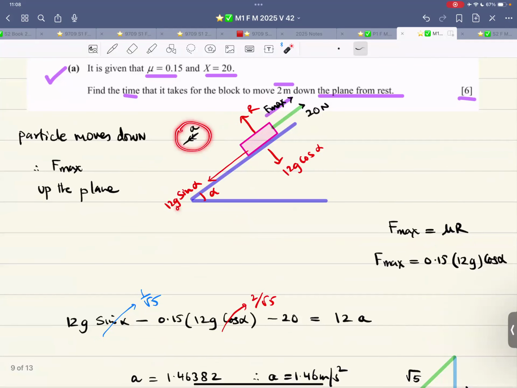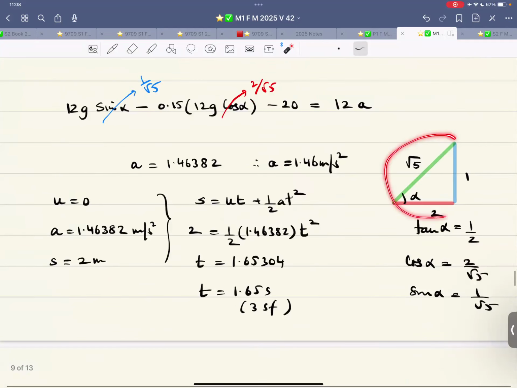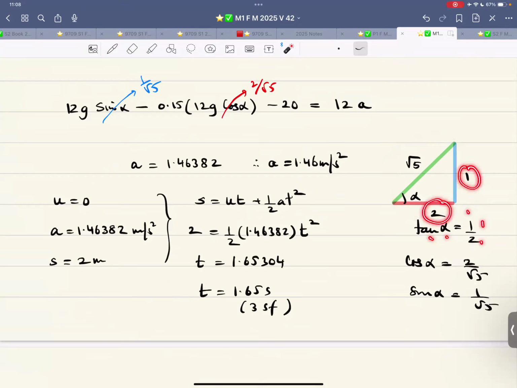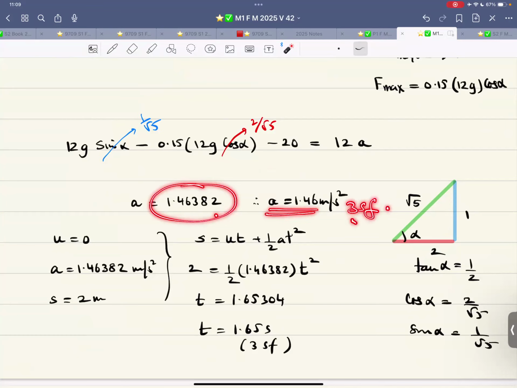It's moving down. That means this is overcoming these two forces. 12g sine alpha minus F max minus the X force equals mass into acceleration. I drew a small diagram over here. Tangent of alpha is half. This is opposite. This is adjacent. Hypotenuse is √5. Cosine alpha is this. Sine alpha is this. Naturally, you can also work in decimals. I plug in all these values. I get the value of a, round it off to 3 significant figures. If it asks at this particular stage, that is 1.46.